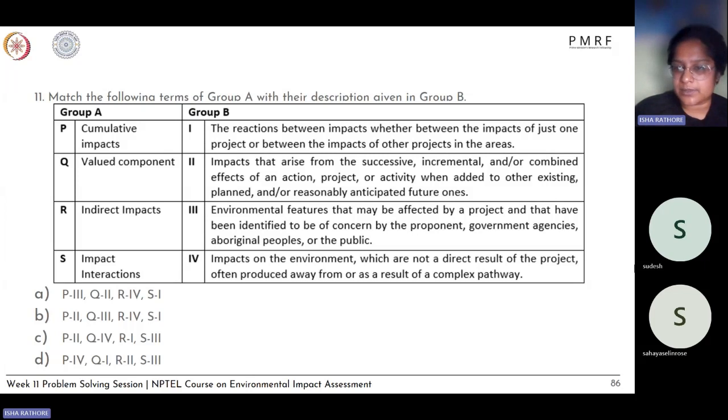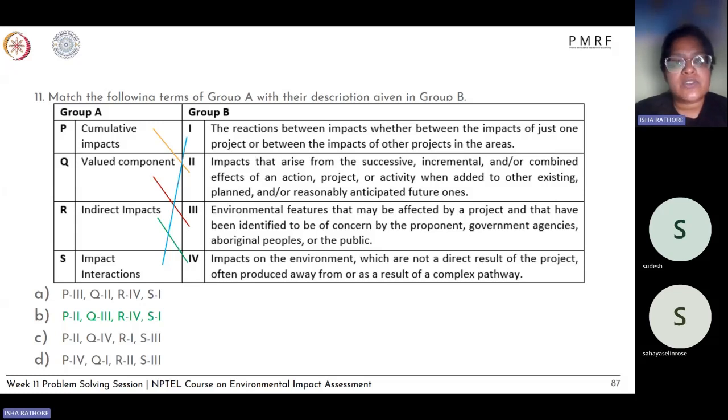Okay, we have an answer B. So the correct answer is B. Cumulative impacts are impacts that arise from successive, incremental, and/or combined effects of an action, project, or activity when added to other existing, planned, and/or reasonably anticipated future ones. So P matches with 2.